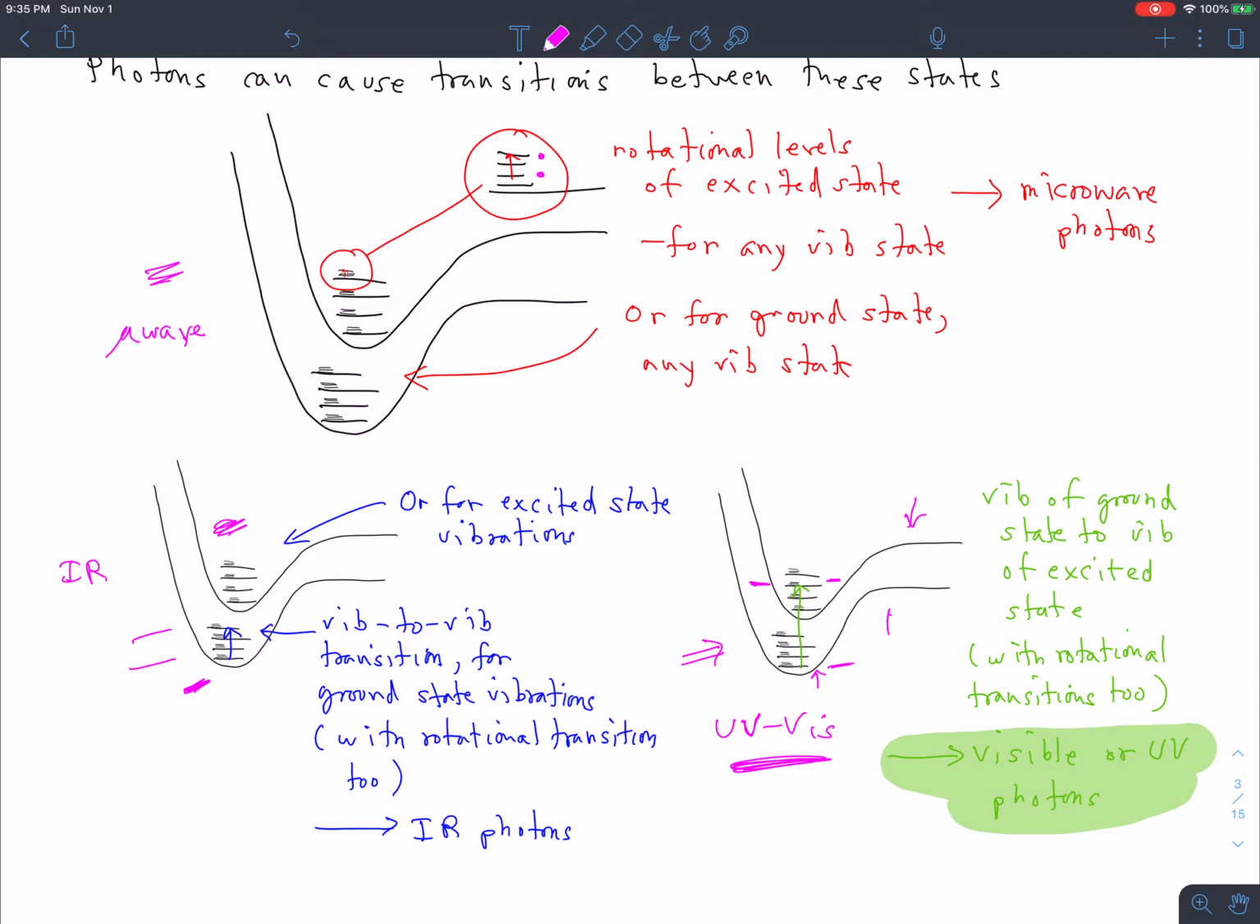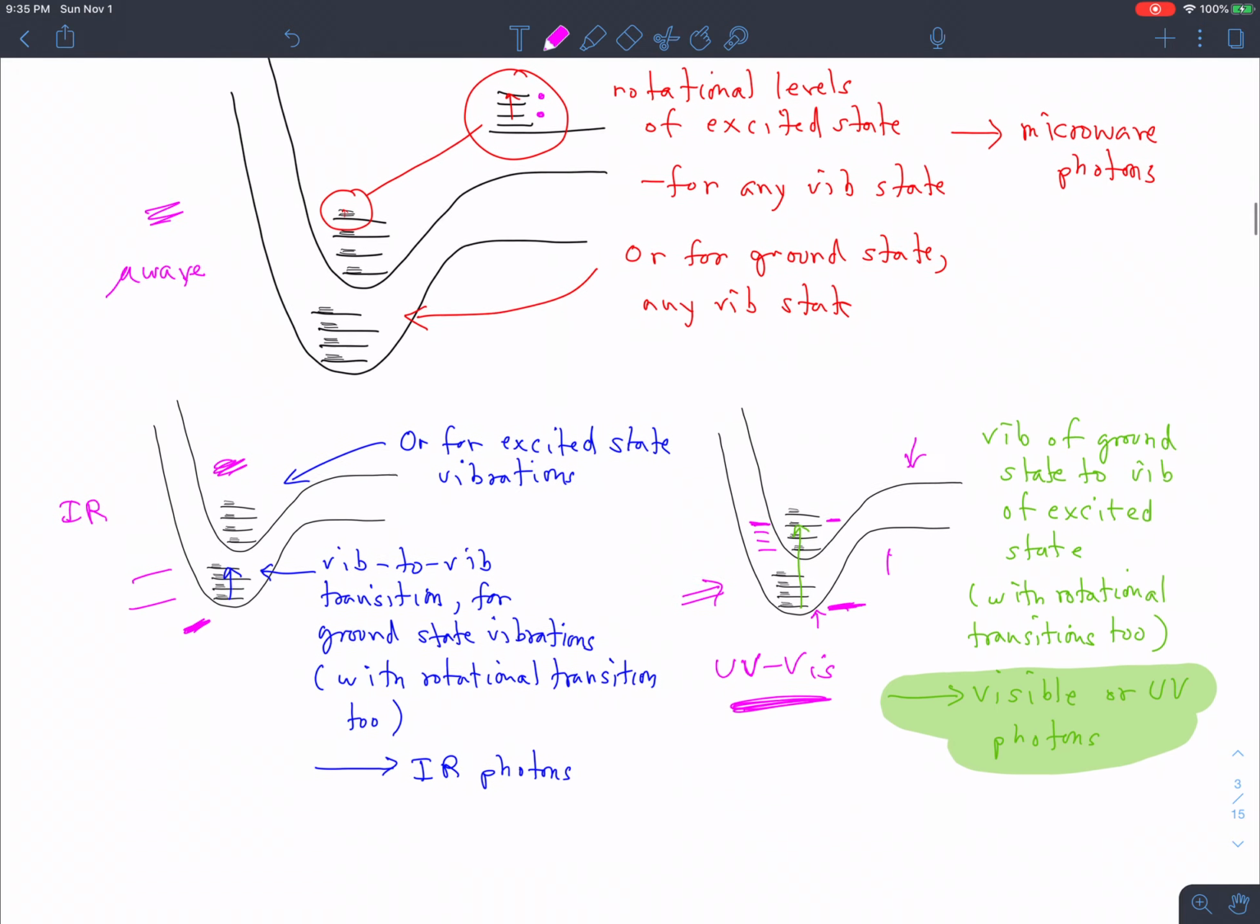And so we'll be looking at a series of transitions like this, where you start from the same ground state vibrational level, but end up in various different possible excited state vibrational states. All right.